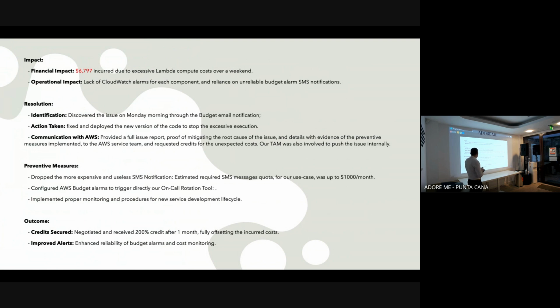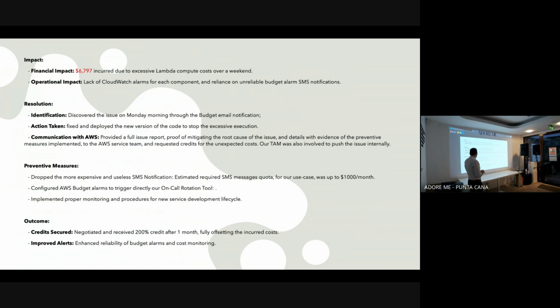We were able to get the 200% credits because of the SMS quota. That was their fault. So they said, okay, it's our fault. You didn't know. So what we did was preventive measures. We dropped the more expensive and useless SMS notification. Why do I say it's useless? Because in order for our use case to work, that was the cost per month.